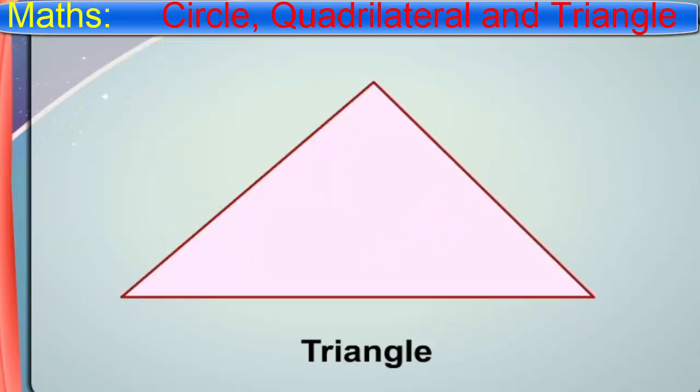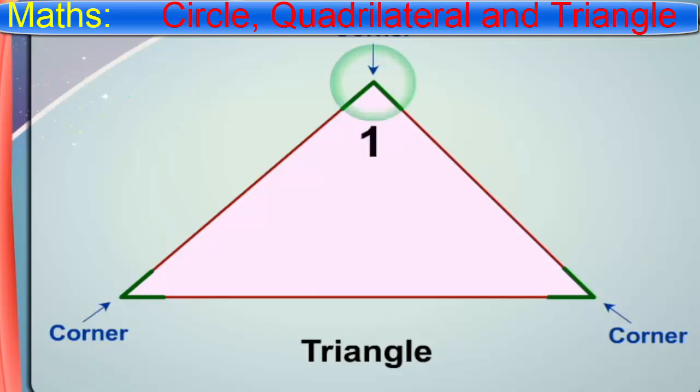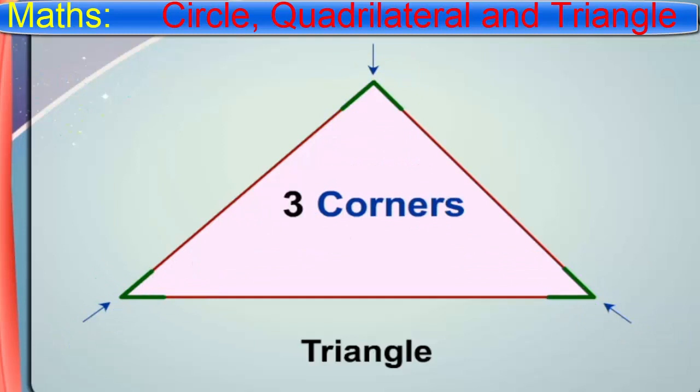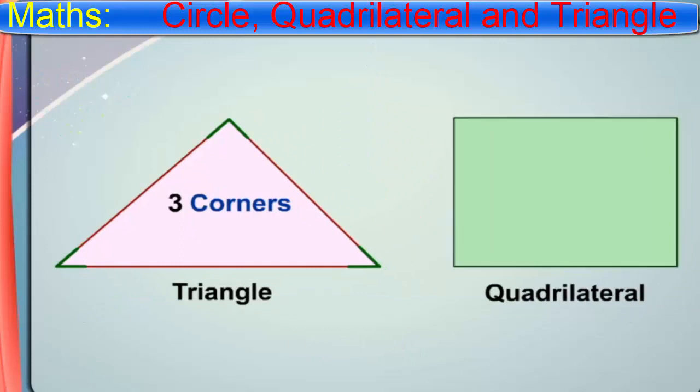Students, now look at the triangle carefully. Here you can see the corners. Can you tell me how many corners there are? 1, 2, 3. 3 corners. Yes, the triangle has 3 corners. The quadrilateral has 4 corners, but the triangle has 3 corners. 1, 2, 3.